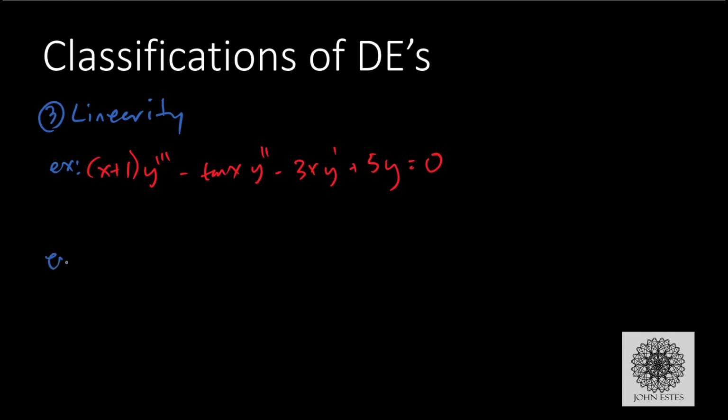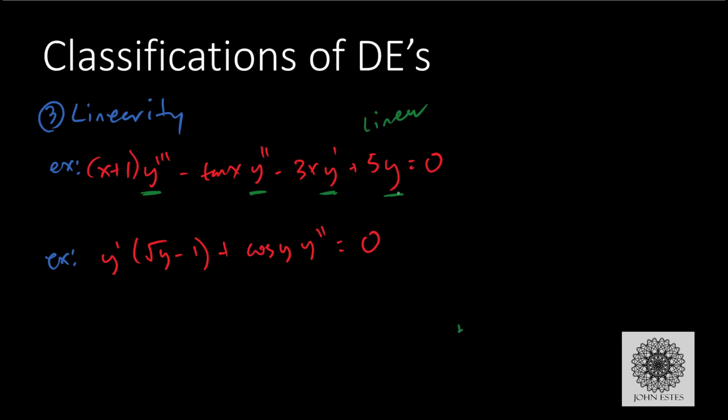Let me give you an example of one that's not linear, and let's see if we can figure out why. Let's say y prime times the square root of y minus 1, plus cosine of y double prime equals 0. I say this top one here is linear, and the reason is because, notice, all the y terms are not being multiplied together and they're not trapped inside functions.